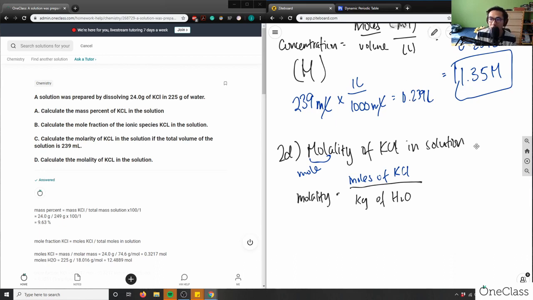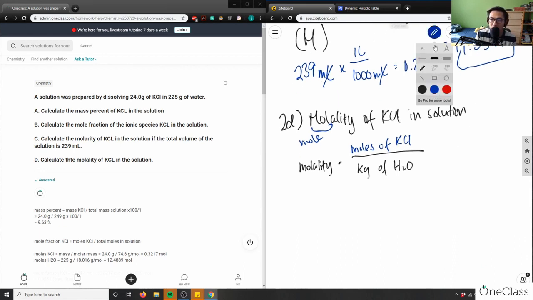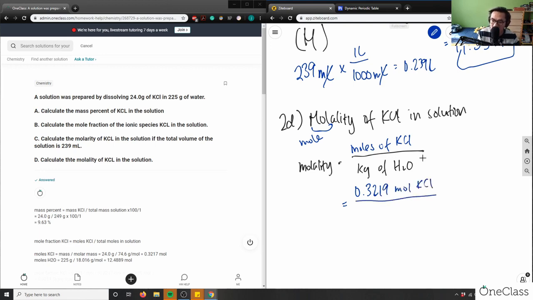In order for us to solve that, we have all these components already. We have our moles of KCl, which we've already used. This is 0.3219 mol KCl, and we're dividing it by the mass, in kilograms, of our solvent. We have 225 grams of water, and we have to convert that to kilograms. Let me do that in red as side work.